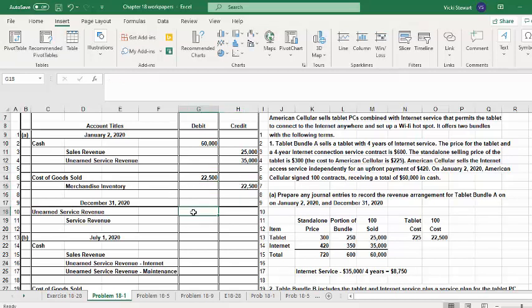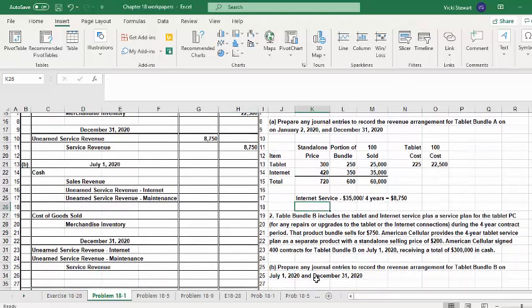At the end of December 31st, 2020, we would record 1 year of the earned revenue for the internet service. So the internet service revenue was $35,000, and these are 4-year contracts. So we're going to record $8,750 of earned service revenue each of the 4 years. So we would debit unearned service revenue for $8,750, and we would credit service revenue for the same amount.